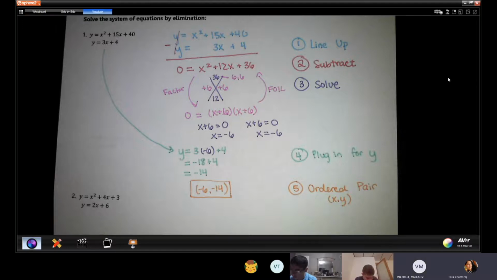If you get 2 different x values, then what would you do? You would have to plug in the y both times. Oh, okay.